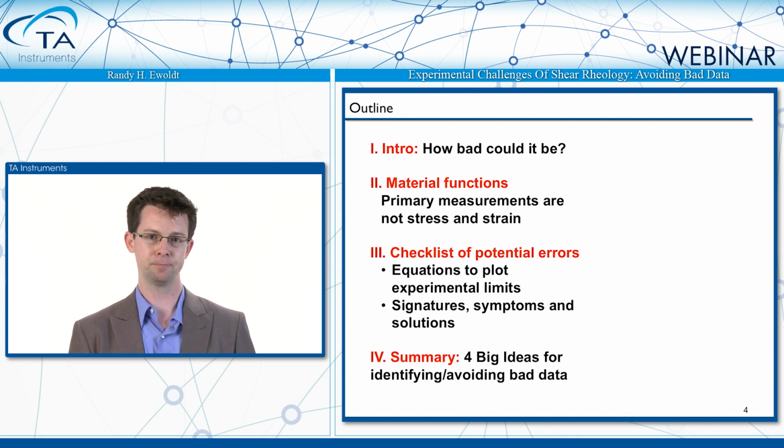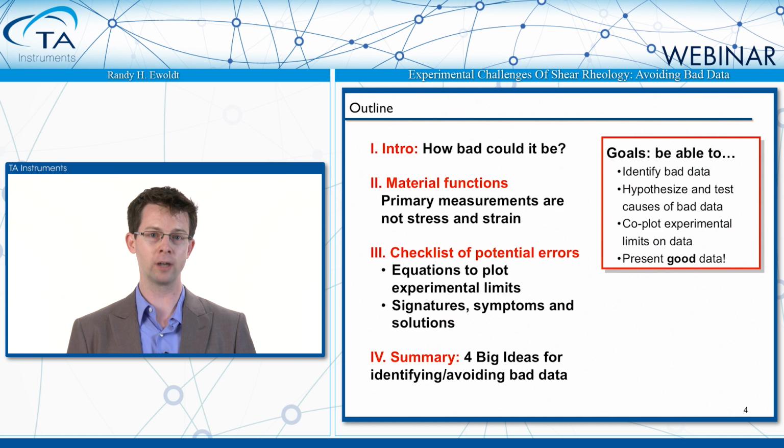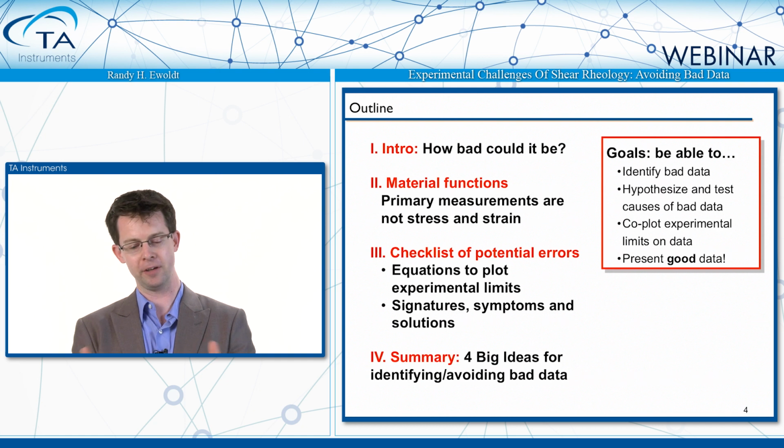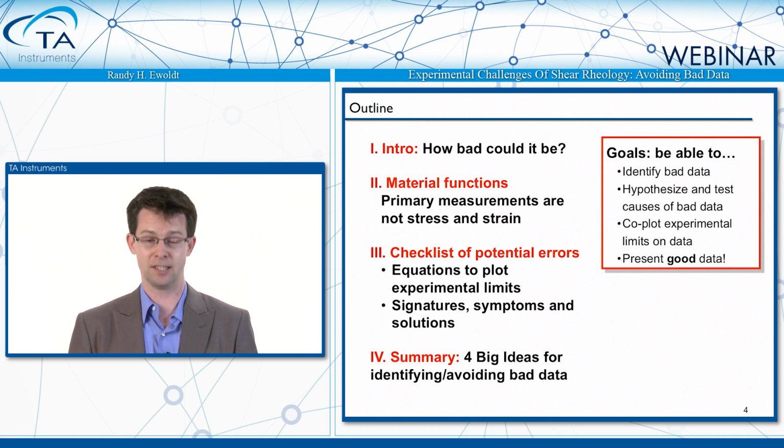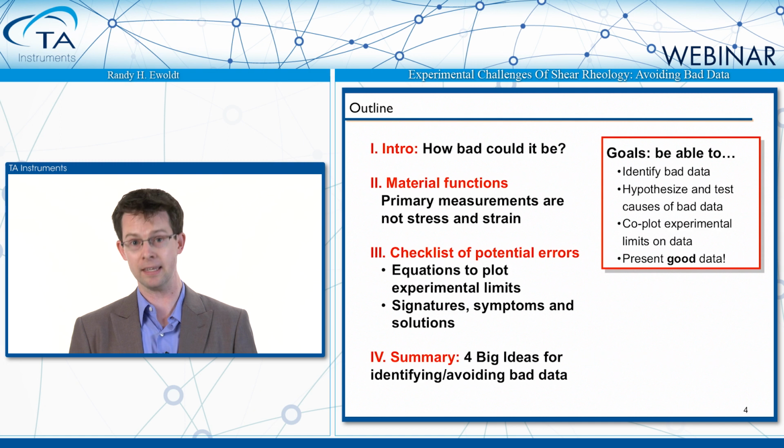So, to put it even more clearly, here's what I hope you'll take away from this webinar. First, I want you to be able to identify bad data. Somebody hands you a figure that has rheology data, and I want you to be a good detective to identify when to believe it and when not to believe it. Not only that, I'd like you to be the scientist about bad data, to hypothesize why the data might be bad or non-ideal.